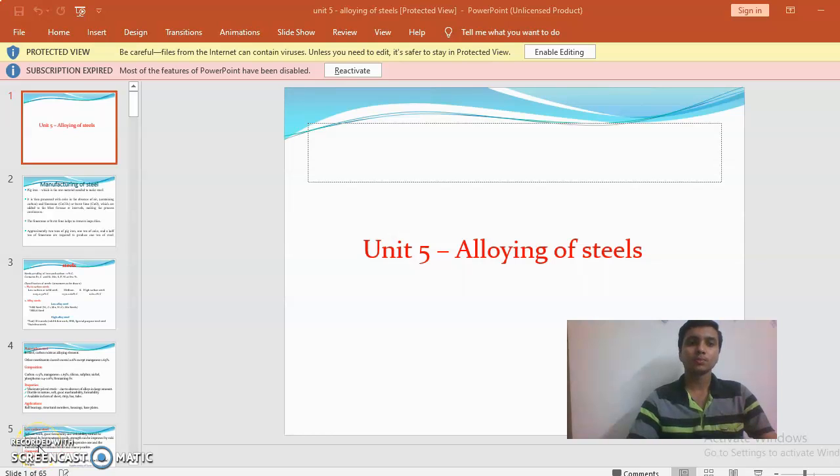Hello everyone. Today's topic is alloying of steel. In this topic, we'll learn how steel is manufactured. There are a few steps, like how steels are manufactured in industries, what equipment they use, and what metals they use to manufacture these alloy steels.